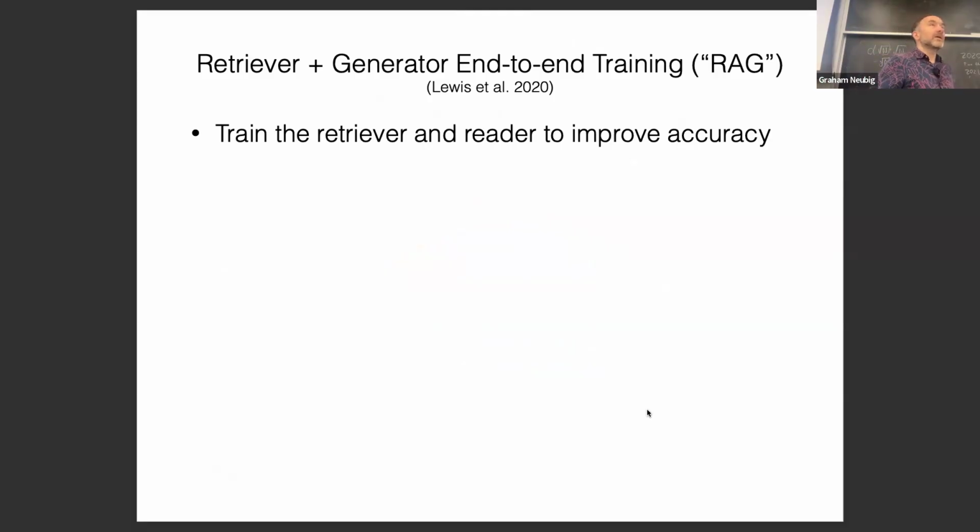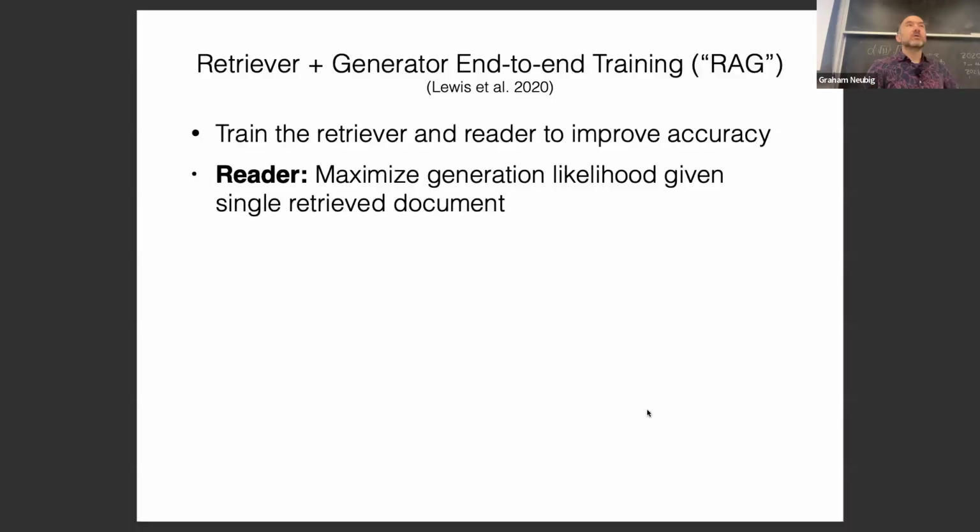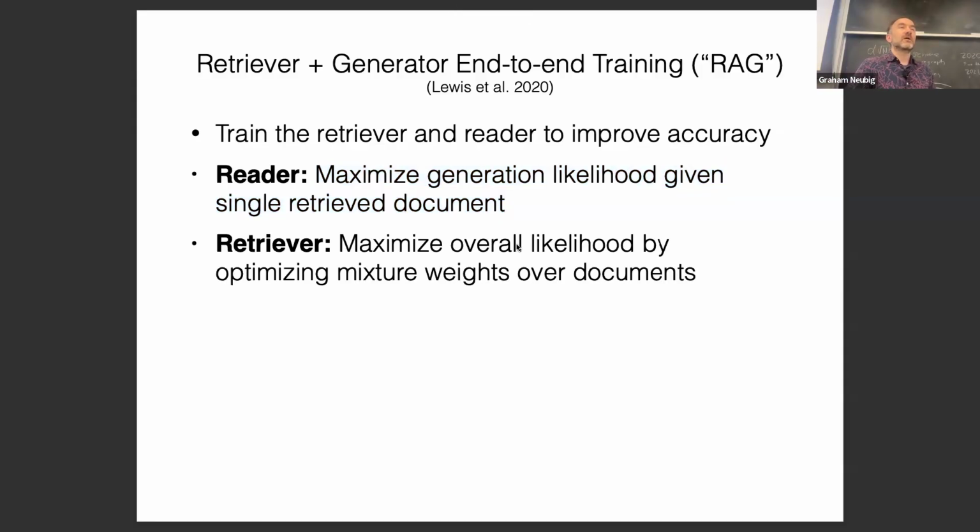So another thing that you can do is train the retriever and reader to improve accuracy. This is the main paper that did this with modern language models. It's actually also the paper that coined the name retrieval augmented generation, despite the fact that this idea has been around since before this paper. Basically, for the reader, they maximized the generation likelihood given a single retrieved document. So they retrieve documents and maximize the likelihood of generating the output given a single one. For the retriever, they did something unusual. We don't do this very much nowadays, but it's still kind of interesting. They maximized the overall likelihood by optimizing the mixture weights over the documents.